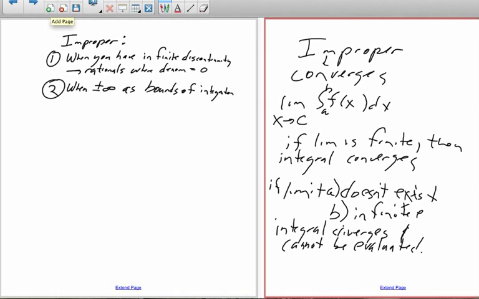So this is what we're going to be working on, our improper integrals. Remember, we're worried about where we have, and they always involve infinity in some form, either where your function goes to infinity or where your bounds are infinite.